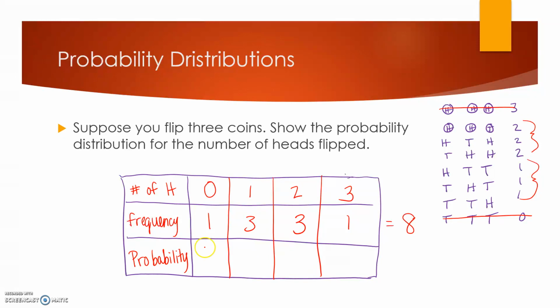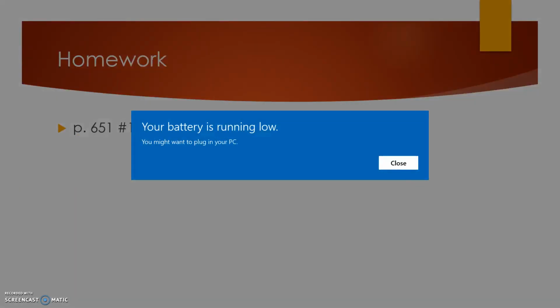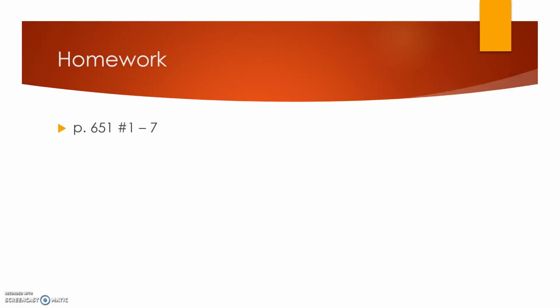So our probability is going to be the frequency over the possibilities. So 1 over 8, 3 over 8, 3 over 8, and 1 over 8. These should all add up to equal 1 if we add up all those fractions. So that's just a brief introduction to statistics and probability. Here's your homework for tonight. Go ahead and get started on it. Help each other out, ask questions, and we can go over this when I get back.